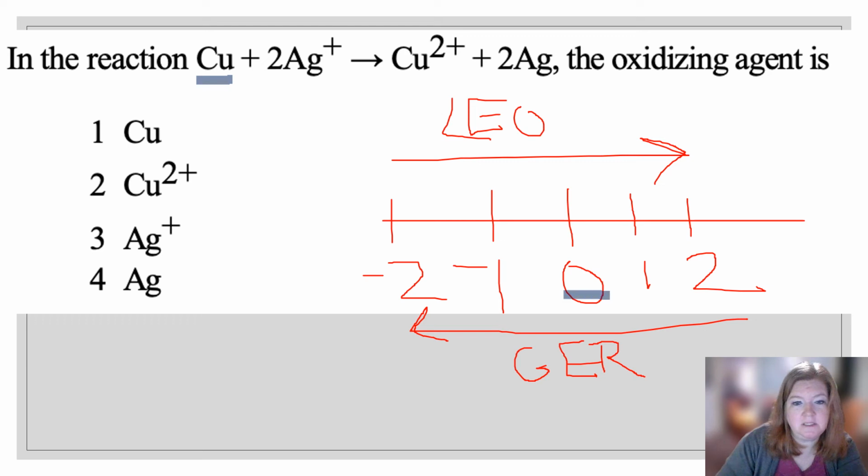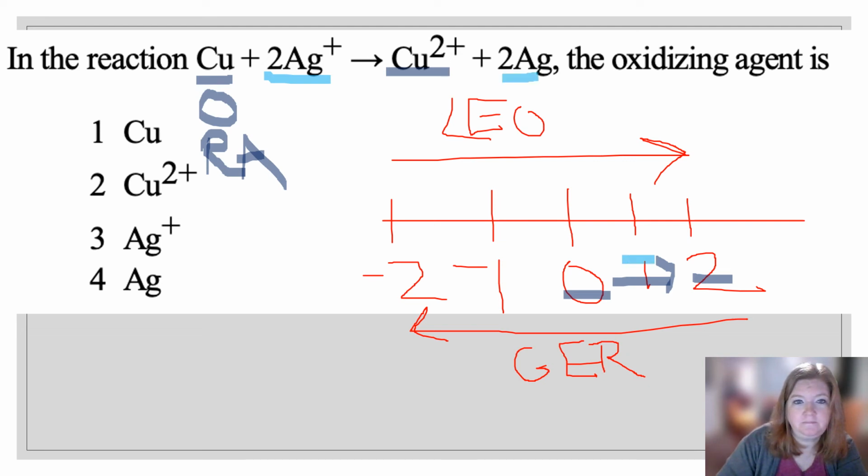So let's go back to my highlighter and let's start with blue. Cu starts at 0 and goes to +2. So it goes this way, follows the LEO arrow. It is oxidized, or the reducing agent. Let's switch colors. We will go light blue. So silver goes from +1 to 0. So it goes this way. So that is reduction, or the oxidizing agent.